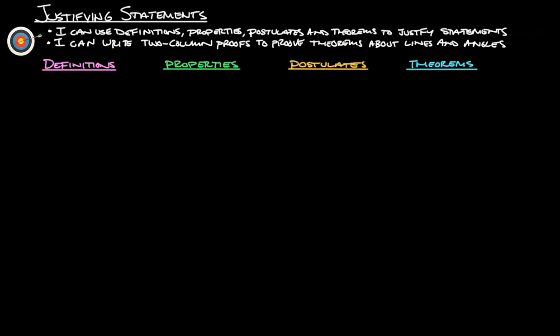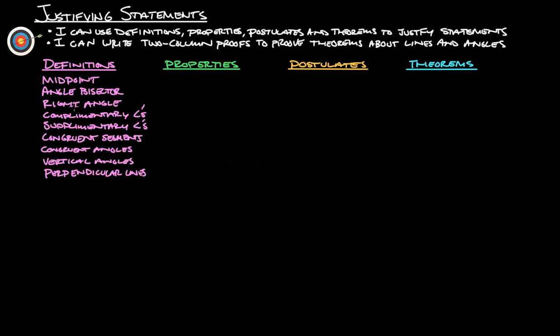Definitions, properties, postulates, and theorems. Some examples of definitions that we've talked about so far: midpoint, angle bisector, complementary and supplementary angles. These are all definitions that we can use to prove things. No need to write all these down. This is just to help you understand what each one of these things means. So don't write all this stuff down.